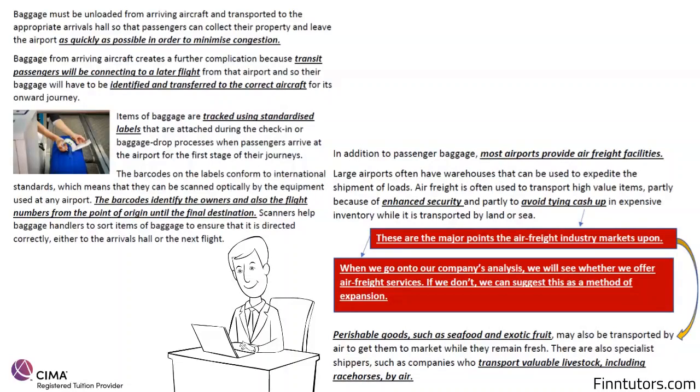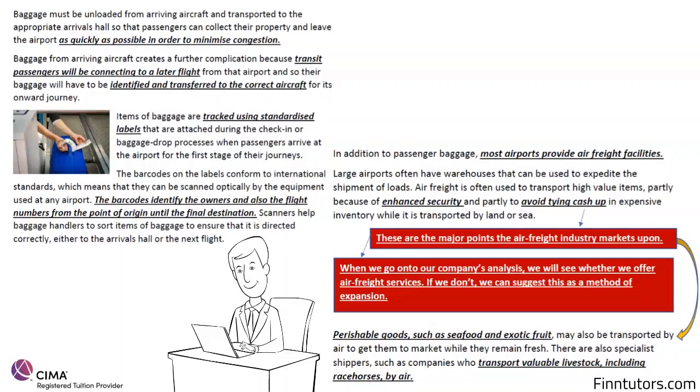Now, in addition to the passenger baggage, most airports provide air freight facilities as well. Large airports often have warehouses that can be used to expedite the shipment of loads. So you can see you'll need a vast piece of land, vast infrastructure, and very good seamless software systems for this entire airport to work. Air freight is often used to transport high value items, particularly because of enhanced security and partly to avoid tying up cash in expensive inventory while it is transported by land or sea, because obviously air travel is faster. Now, these are the major points the air freight industry markets upon.